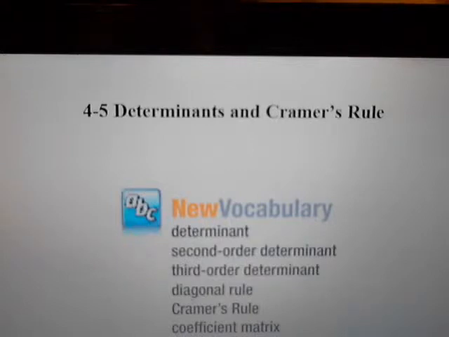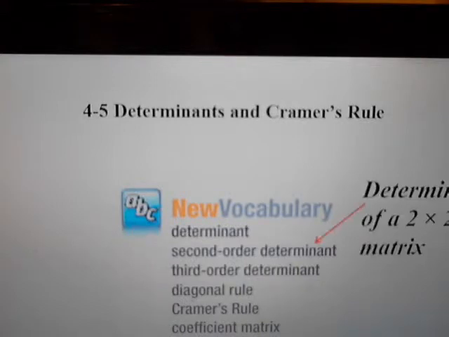And we have matrices. And the whole purpose of using matrices is so that you can solve systems of equations to find the point where those lines intersect. And then we have reasons for why we have to do that, and we'll go into that in class. But we have all this vocabulary. Determinants, second order determinant, which is a determinant of a 2 by 2 matrix. And a determinant is a tool for doing other things. So we'll get into that.